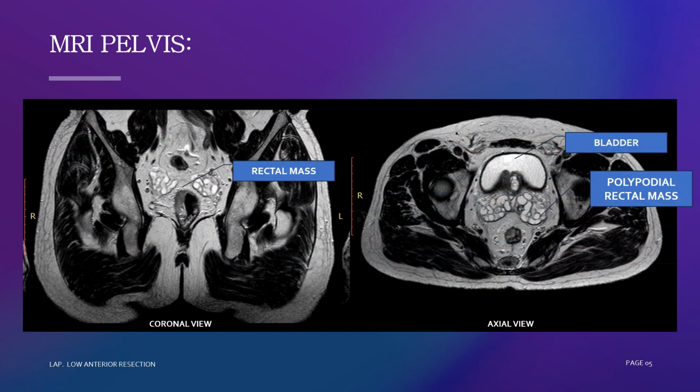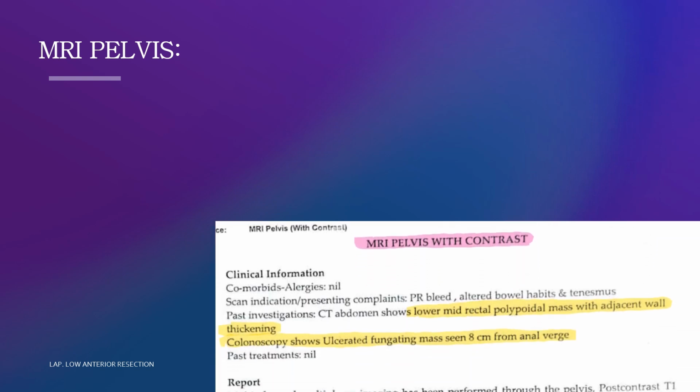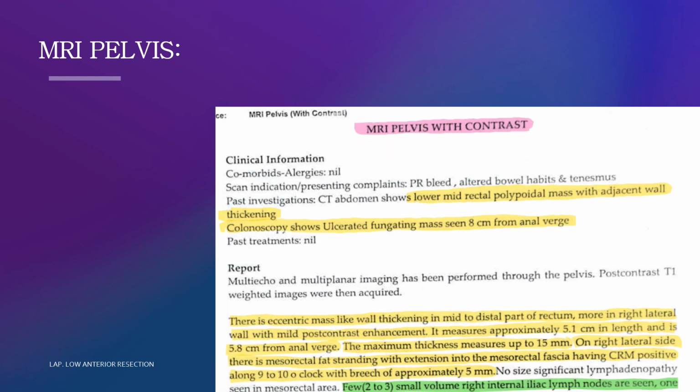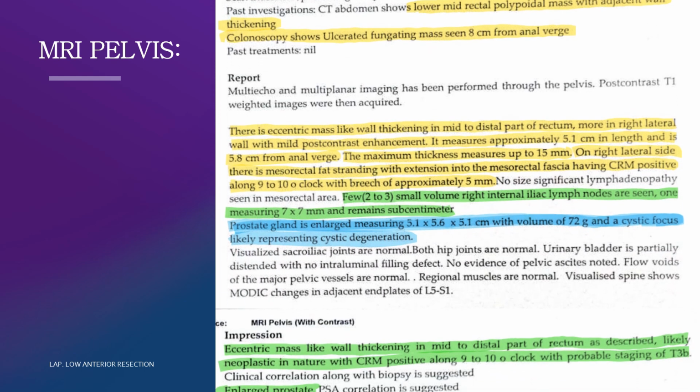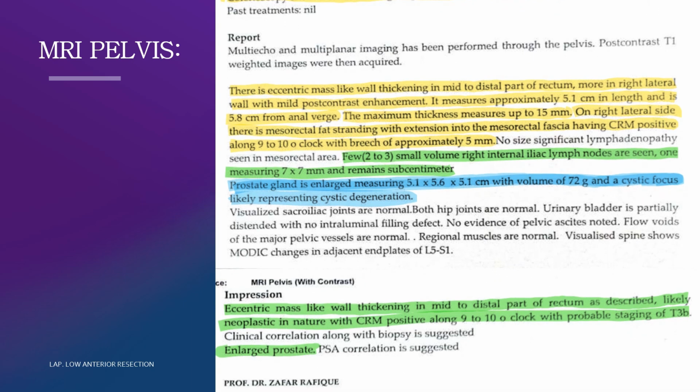MRI pelvis showed an eccentric mass-like wall thickening in the distal part of rectum. It measures 5.1 cm in length and 5.8 cm from anal verge. Maximum thickness is 15 mm along with mesorectal fat stranding and extension, CRM at 9 and 10 o'clock. Few sub-centimeter right internal iliac lymph nodes seen.